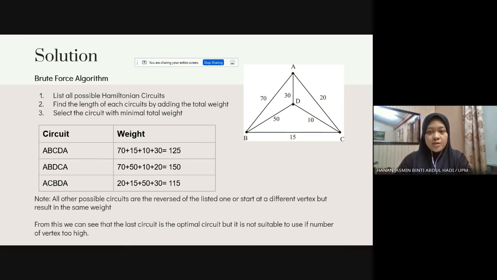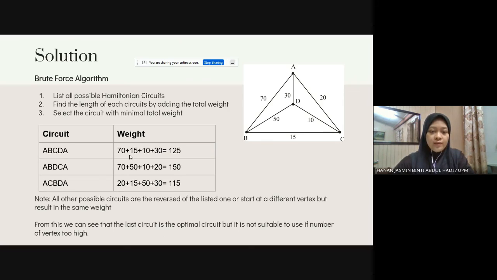So, there are many solutions that we can use to solve this problem. First is the brute force algorithm. There are 3 steps that you can use to solve this using the brute force algorithm. First, list all possible Hamiltonian circuits. Second, find the length of each circuit by adding the total weight. And third, select the circuit with minimal total weight.